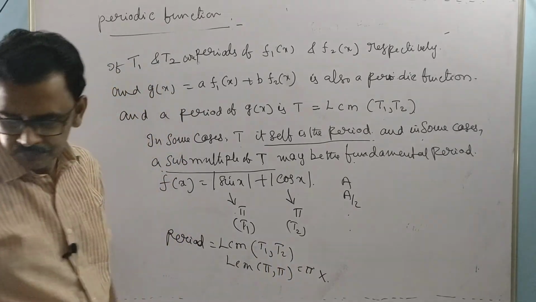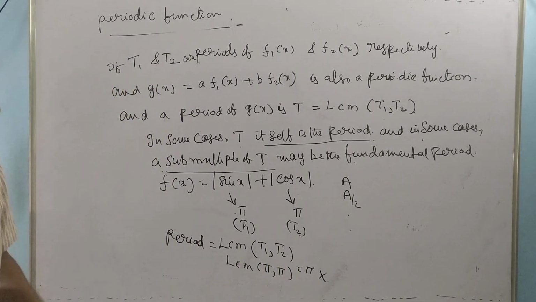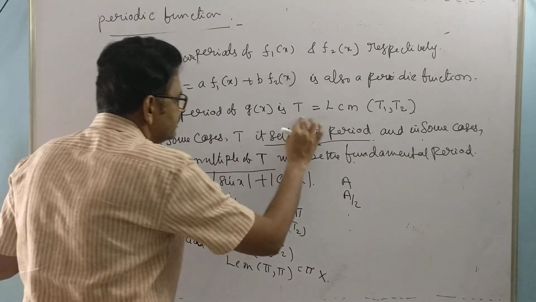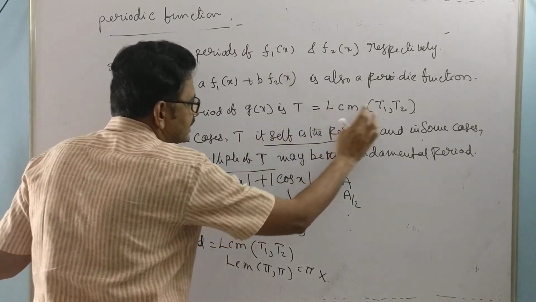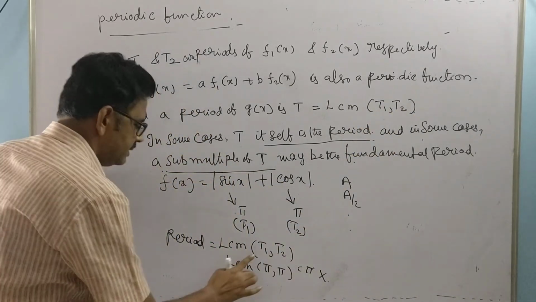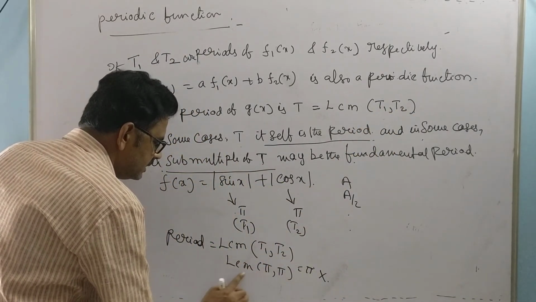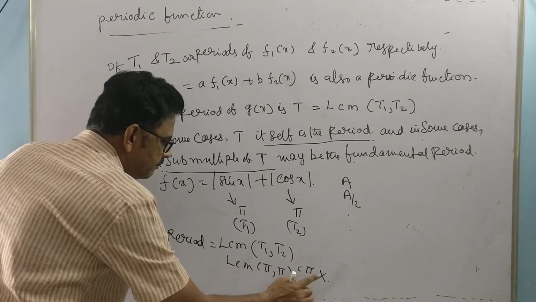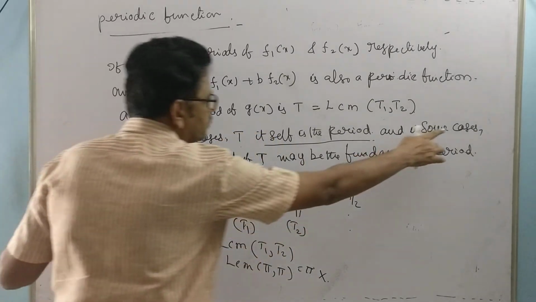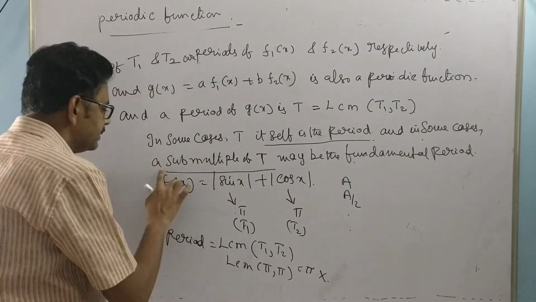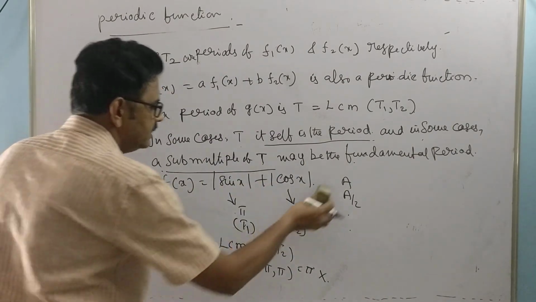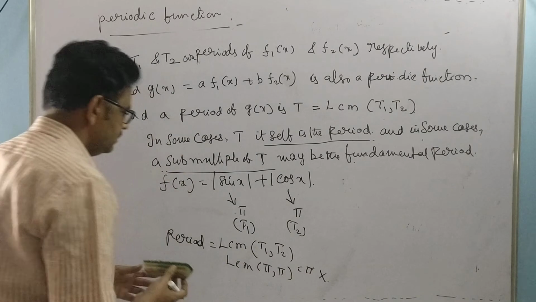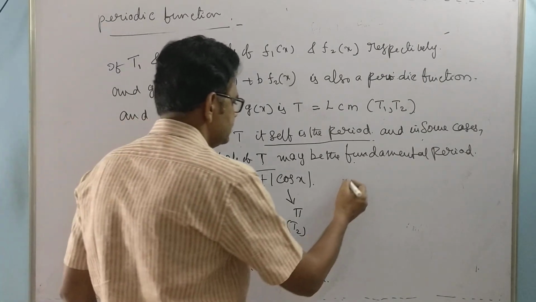According to the first statement, the period of g of x is t, where t is LCM of t1 and t2. But the LCM of pi comma pi is pi, and this is not the period. So we can go to the second definition: in some cases a submultiple of t may be the fundamental period. Why is it so? I will give a clear explanation for this.